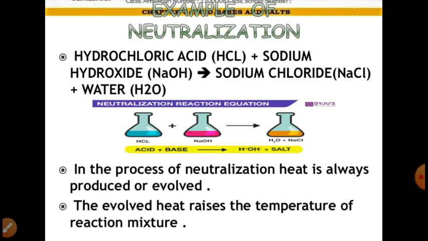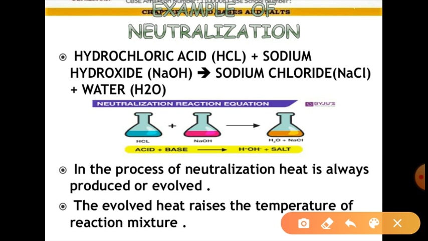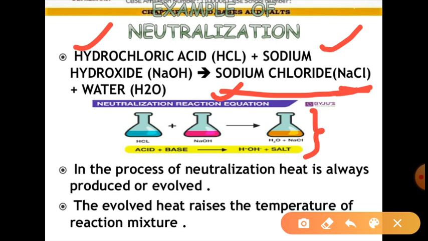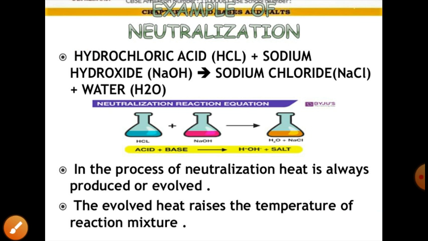Example of neutralization. Here HCl, hydrochloric acid, is taken as the acid, and sodium hydroxide is taken as the base. Both react and form sodium chloride, sodium from the base and chloride from the acid, NaCl. This is salt. Along with NaCl, water is also formed, and the beaker in which the reaction is taking place gets heated because of the evolution of heat from the reaction. So it is a good example of neutralization.